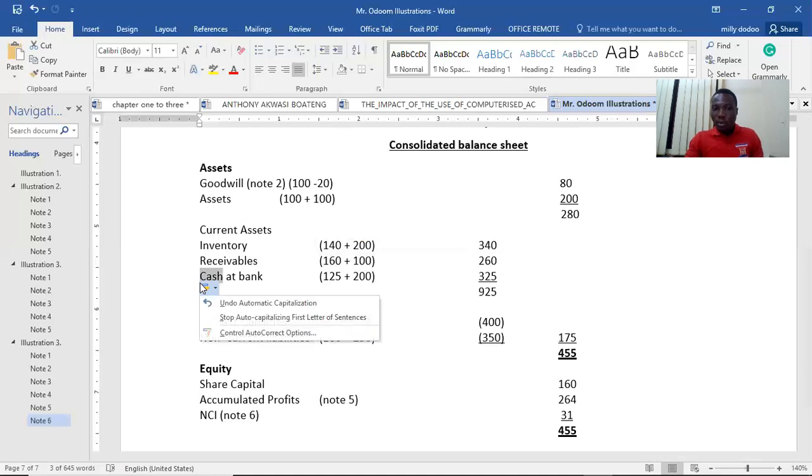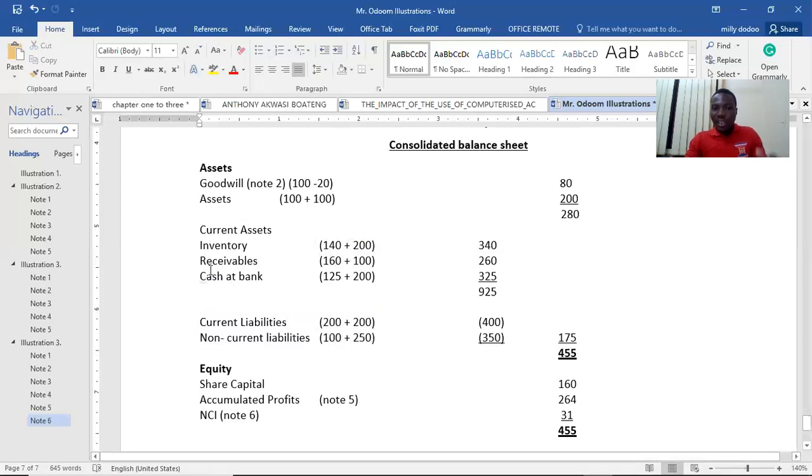Then here, we'll bring in an account called cash in transit, 40. So we'll record it over here as cash in transit. So anytime you see cash in transit, it means that the money has been paid, but it is yet to be received. That is what it means. That is number one.